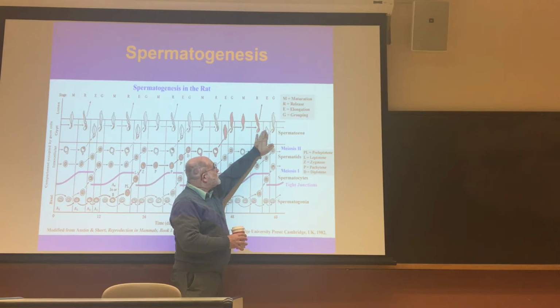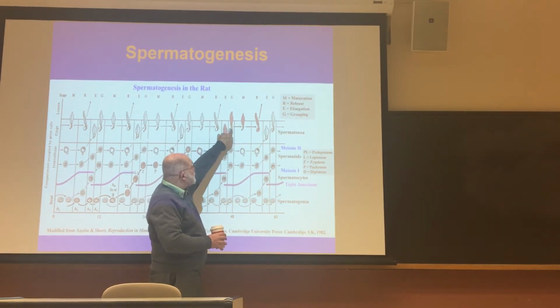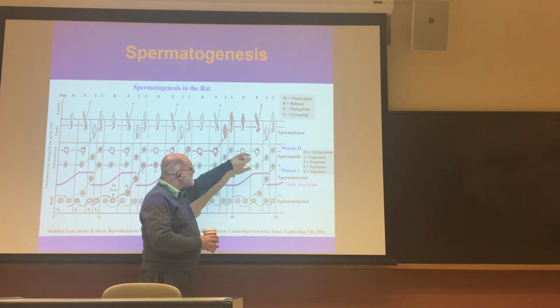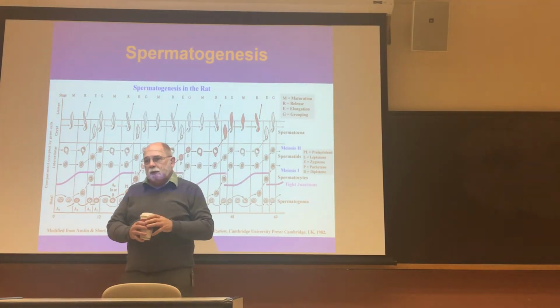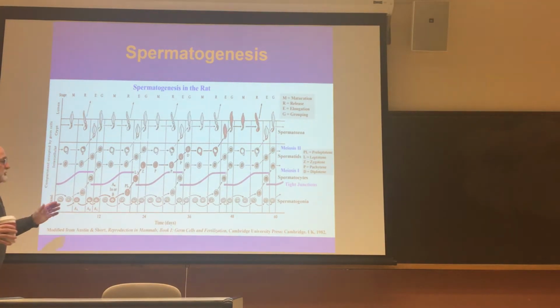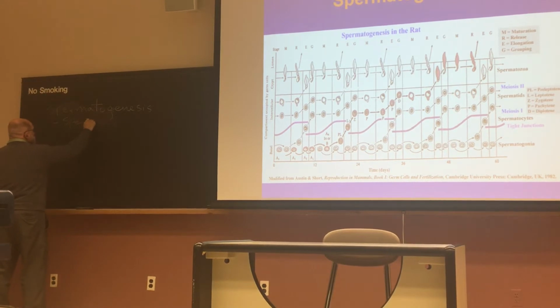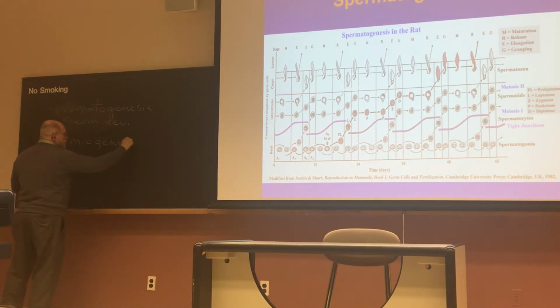This final maturation process where the cytoplasm is lost from the tail and the head is called spermiogenesis. The whole process is called spermatogenesis. So they're two different words. And what's the difference between the two? That's what I'm writing on the board.